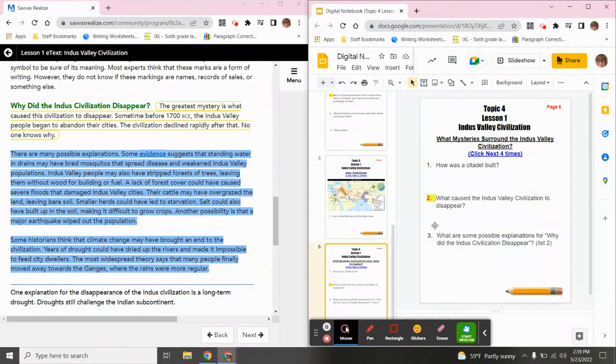Number 3, what are some possible explanations for why the Indus civilization disappeared? In this blue highlighted text, you will find a lot of different possibilities, but no one really knows for sure. But what are a couple possible explanations? Get out a couple answers from this blue highlighted text.